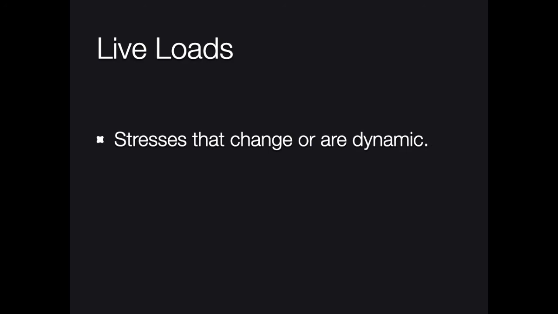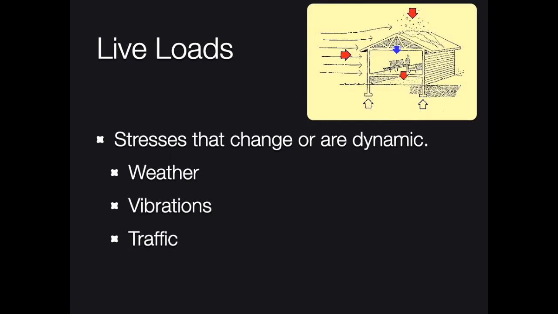So the first type of stress is what we call a live load. Live loads are stresses that change or are dynamic. So good examples could be weather, vibrations, traffic. Those would all be things that can change. So if you look at the picture at the top, we've got all those red arrows. Those would be your live loads. So precipitation landing on the roof of that house, the people and the furniture that move around on the inside, and then the wind blowing against the wall. Those are all live loads. Now the blue arrow represents the weight of the structure itself, or gravity, and that would be something different.